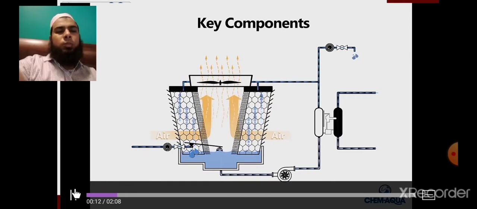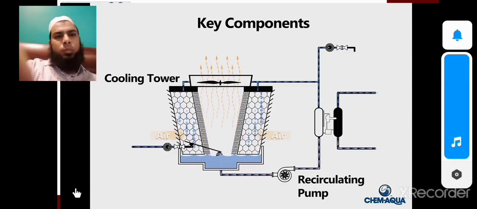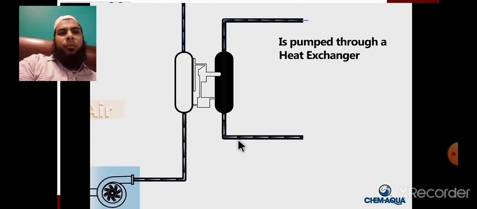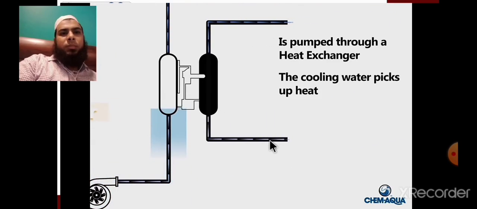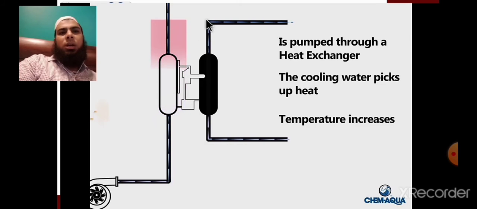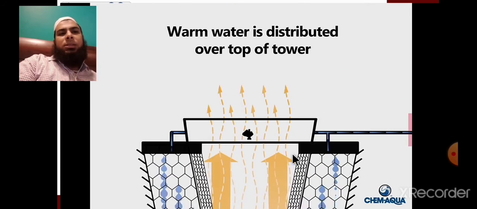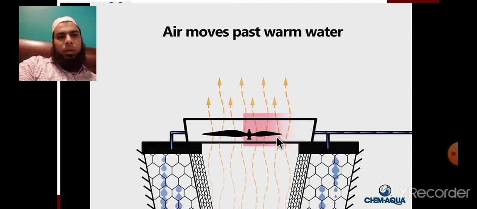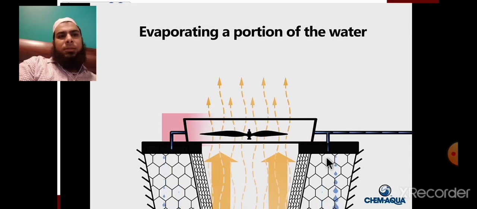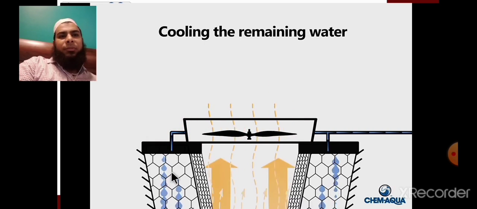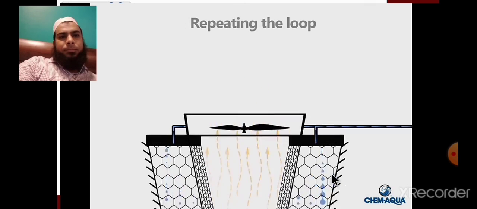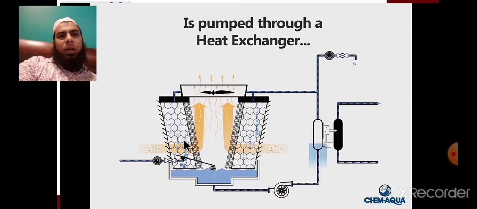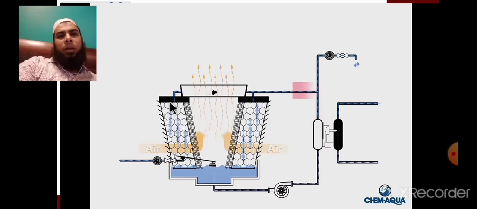The key components of a cooling system are the cooling tower, recirculating pump, and heat exchanger. Cooled water from the basin is pumped through a heat exchanger. The cooling water picks up heat and its temperature increases. The warm water is distributed over the top of the tower, where air moves past the warm water, evaporating a portion of the water, cooling the remaining water, repeating the loop.